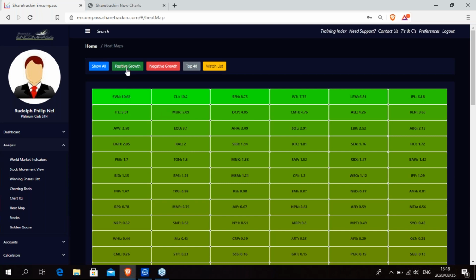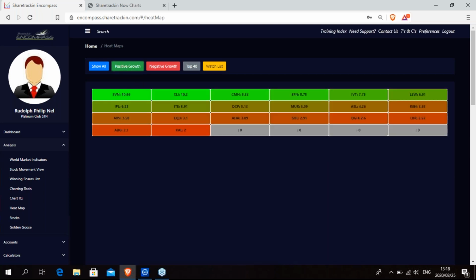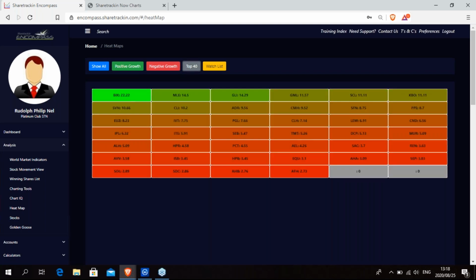If you only want to see the positive growers, click on positive growth and it will only give you the shares that have gone up so far, or the negative growing ones. It will show all the ones that are going into a bearish trend basically, that you wouldn't really want to trade right now. You might want to add them onto a watch list because they didn't fall that far, but obviously you'll have to look at all those shares listed on the winning shares list, or whether they are part of the top 40. And then you could get your top 40 list. Top 40, as I said previously, is the most known shares in South Africa, which traders tend to trade more. And then your watch list.